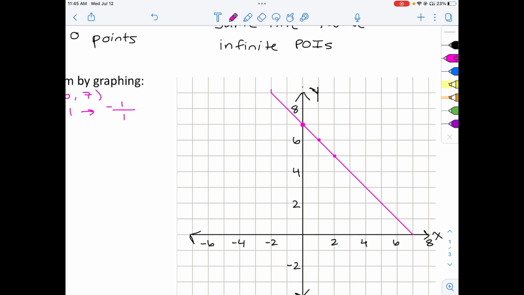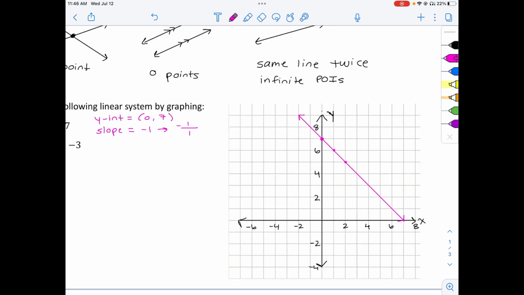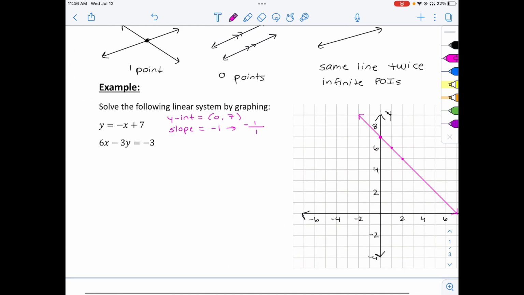If you have a ruler, it's great if you can use one just so that things are a bit more exact. If not, that's okay. Just try to make your line as straight as you can. Okay, but when you're solving by graphing, it is pretty important that your lines are accurate. Otherwise, you might not be able to see the point exactly where it should be. Okay, so that's the first line. That one's pretty easy to graph because it's already in slope-intercept form.